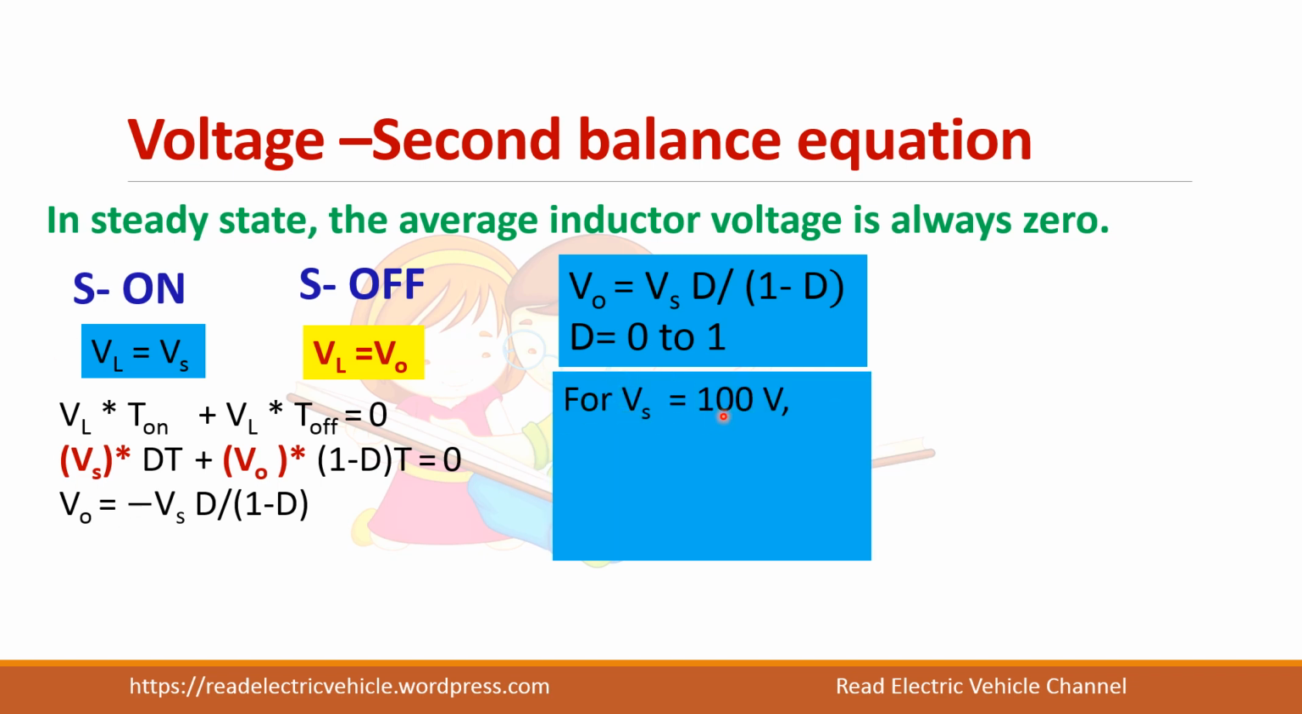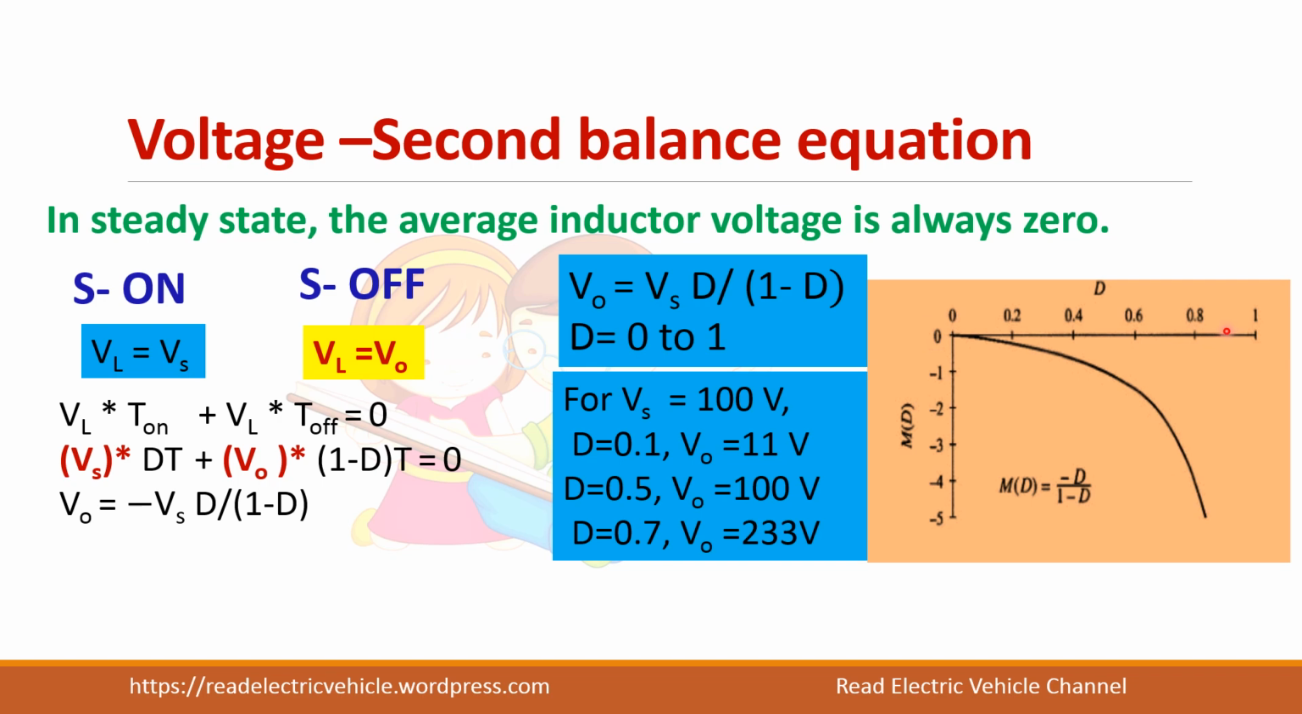For example, when the supply voltage is 100 volts, if D is equal to 0.1, you will get 11 volts. When D is 0.5, you will get 100 volts. And when D is 0.7, you will get more than 100 volts. What it shows is that by varying the duty cycle, you are able to get buck operation and boost operation. That is, if you see D equal to 0.5, you are getting a voltage the same as the input voltage. When D is less than 0.5, you will get buck operation, and when D is greater than 0.5, you are able to get boost operation.